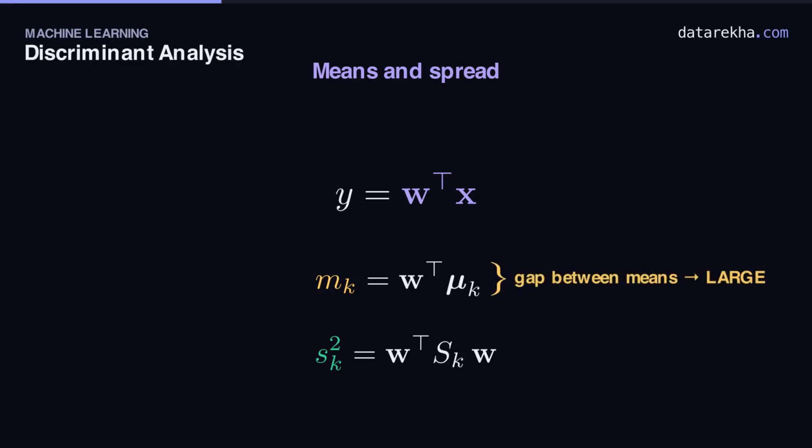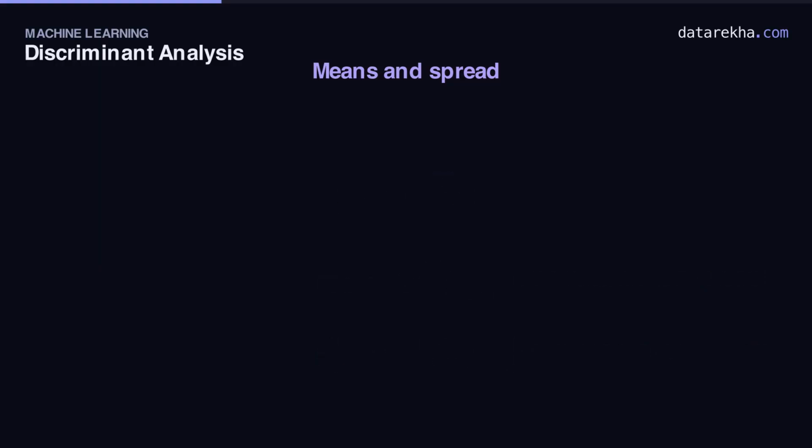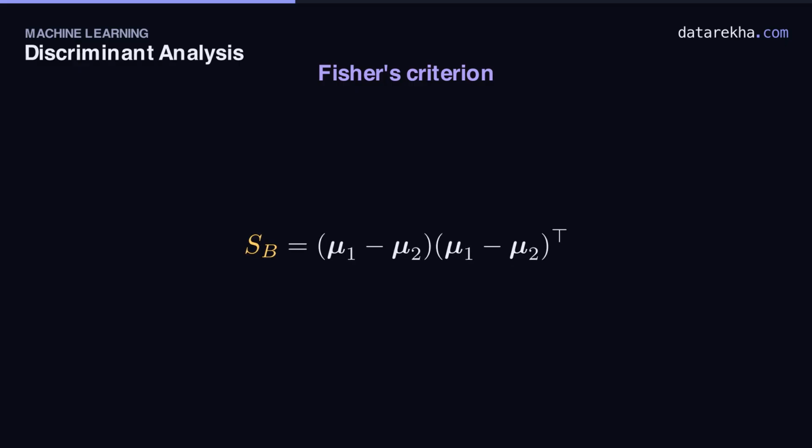So a good direction does two things at once. It makes the gap between M1 and M2 large, and it makes both spreads small. Push the means apart. Pull each class tight. To turn push apart and pull tight into one number, we build two matrices. The between class scatter comes from the mean difference. It captures how far the class centers sit. The within class scatter is simply the sum of the two class covariances. It captures the combined internal spread.